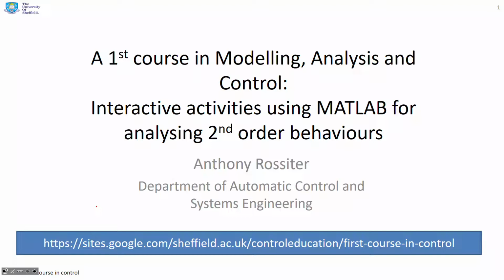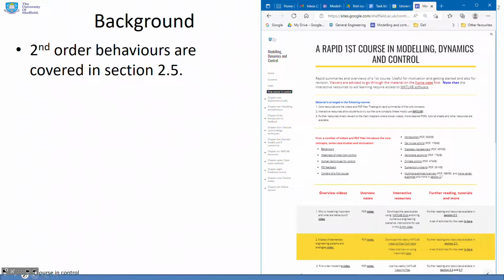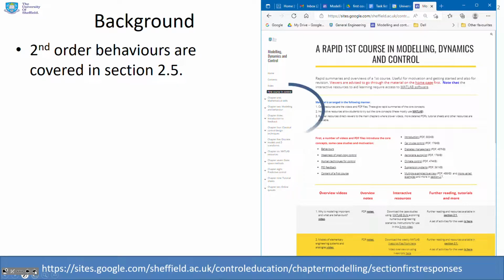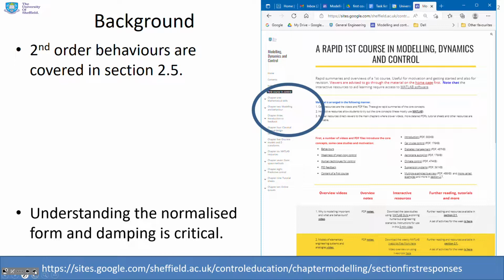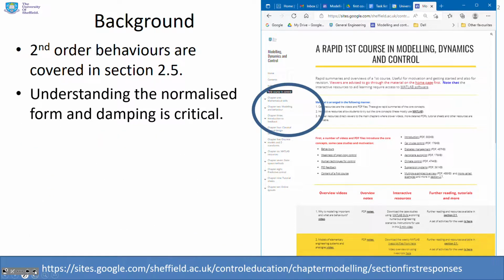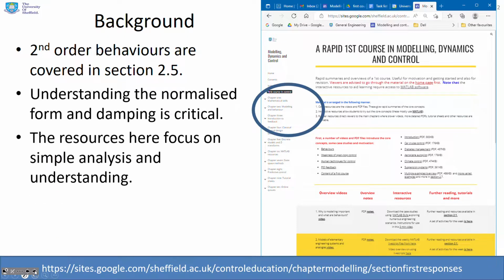This video is looking at MATLAB files which support the learning and understanding of second-order behaviours. Second-order behaviours are covered in section 2.5 and also weeks 5-6 of the Rapid First course in Modelling, Dynamics and Control. The key point is we want to understand the normalised form, which includes the damping ratio. The resources here focus on simple analysis and understanding of these using MATLAB tools to support that.